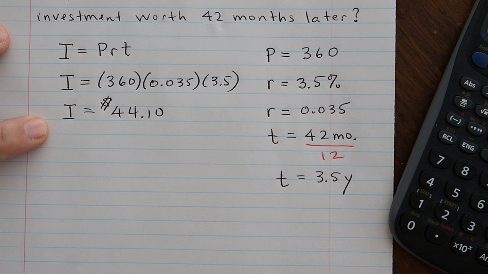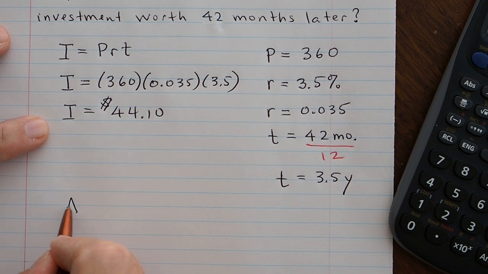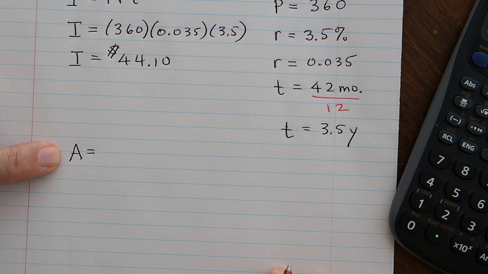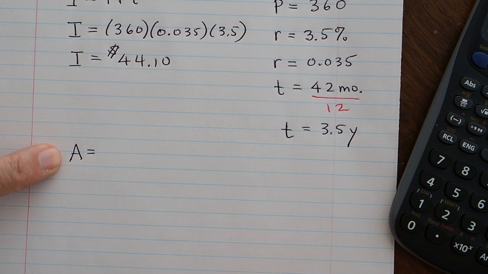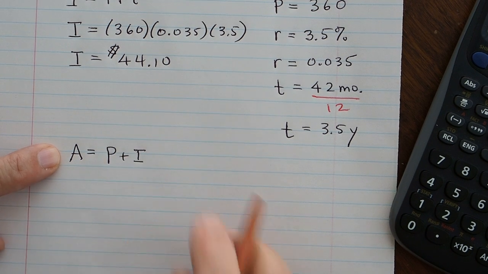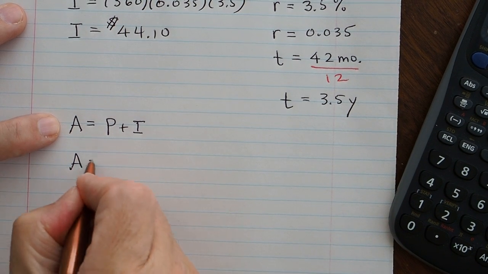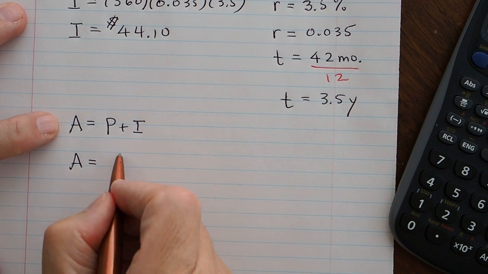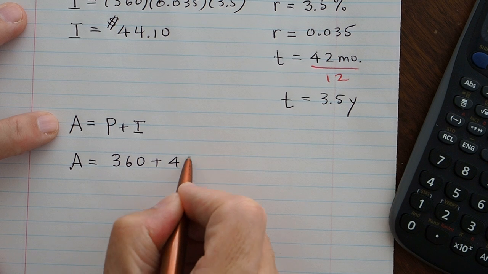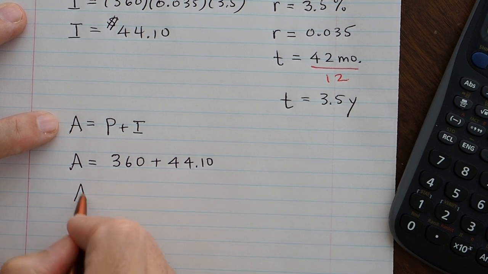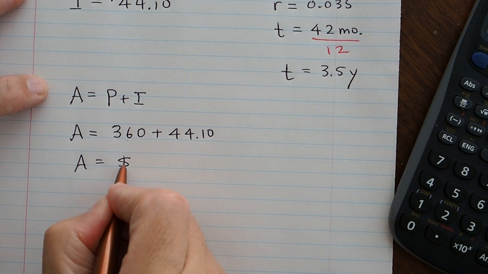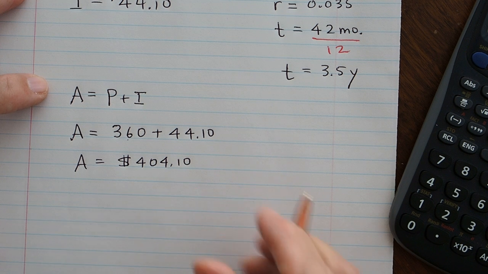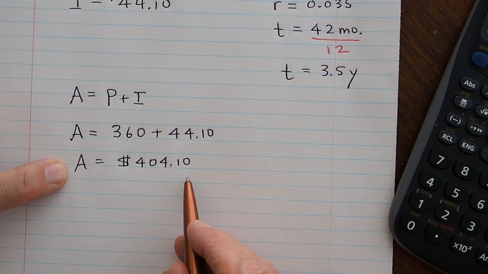But wait, there's more. The next formula says the amount of the investment, that's what the investment is worth. That's not what the investment is worth. That's what the investment earned. What the investment is worth is what you earned in interest plus the original principal. So A equals P plus I. And we just worked out that I is $44.10, and we know the original principal was $360. Right? So the amount of the investment, the value of it at term, will be 360 plus 44.10 is $404.10. That's what the investment is worth at term.